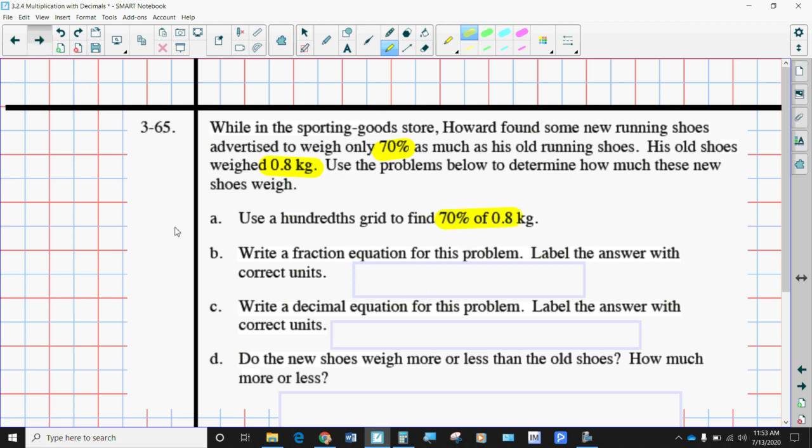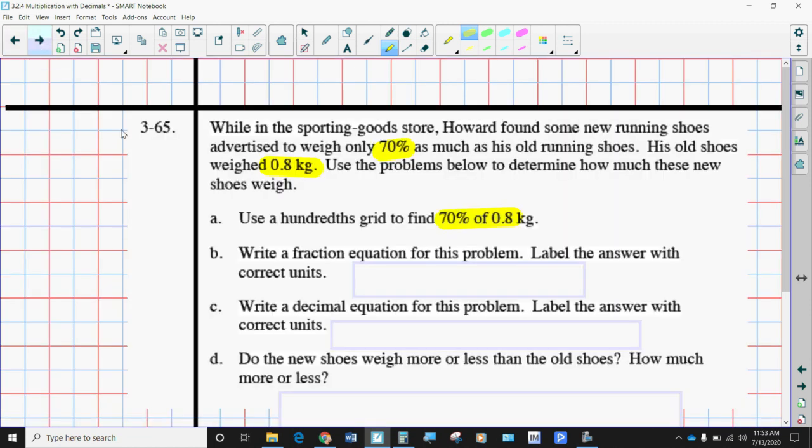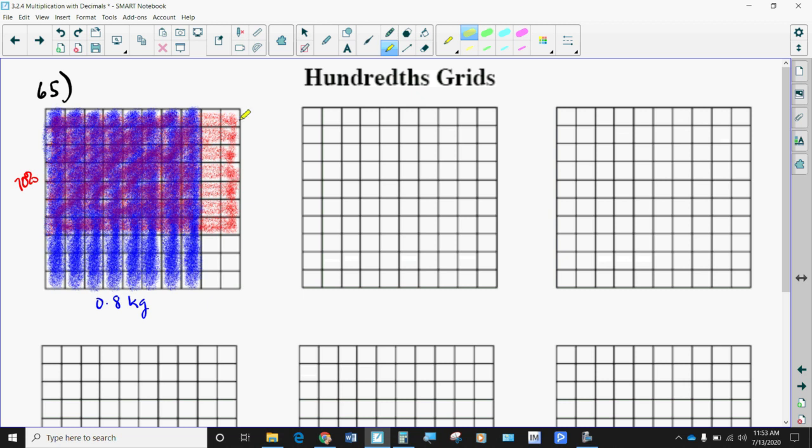So here we have, this is for problem number 65, right? That's the one we're working on? Yes. Okay. So here's the hundredths grid. And so in red, 70% would be 70 out of 100 squares, or 7/10, right? So each row is 10, so 10, 20, 30, 40, 50, 60, 70. Then the original shoes were 0.8 kilograms. So if you think of each column as 1/10, shade in 0.8, which is 80 hundredths.